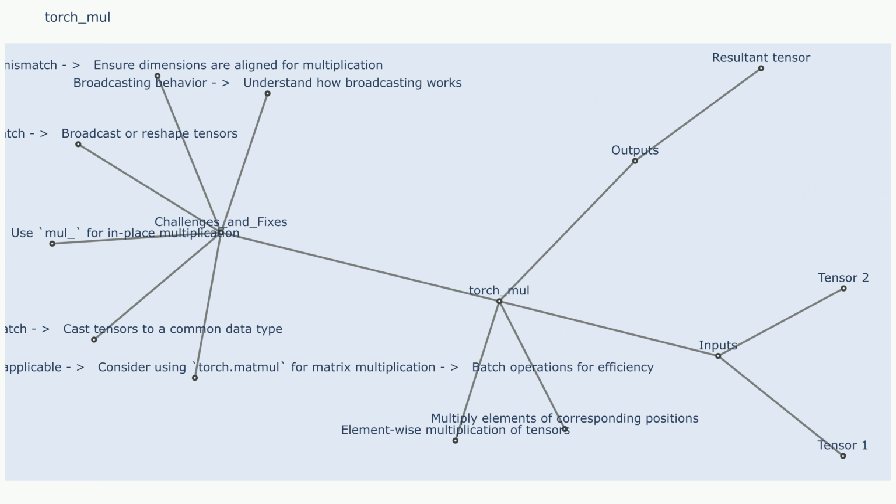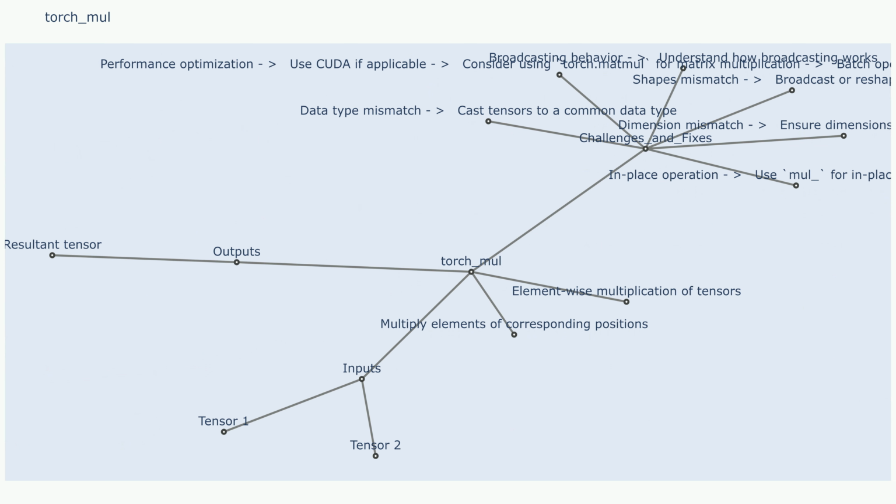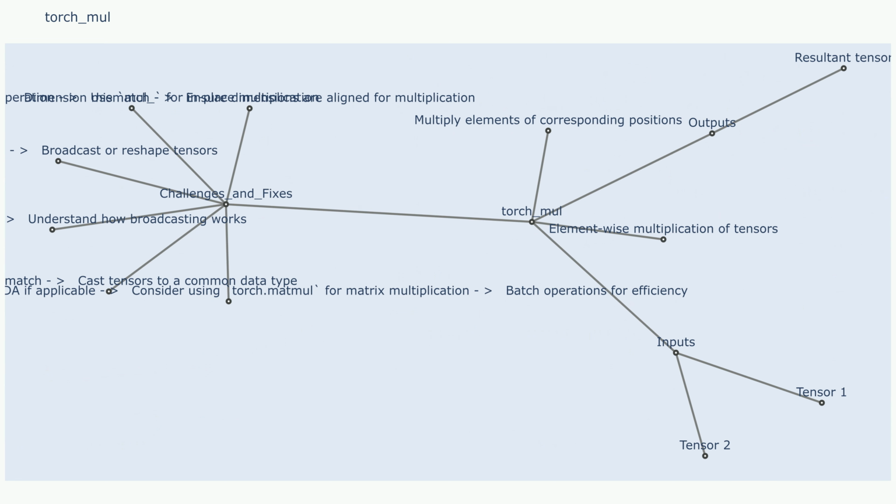Input 2: the second tensor participating in the multiplication. It must have the same shape as the first tensor, or a shape that is broadcastable with the first tensor. Outputs. Output 1: a new tensor representing the element-wise product of the input tensors. This output tensor inherits the data type of the input tensors. Steps: for each element in the input tensors, torch.mul performs a multiplication operation. The result of each multiplication is placed in the corresponding position within the output tensor.